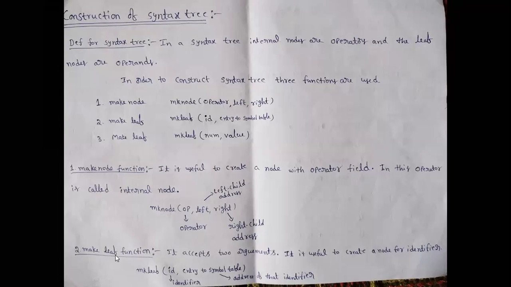And the second one, the make leaf function. Make leaf has two arguments. The first one is ID, and the second one is the entry to the symbol table. ID means the identifier, and entry to the symbol table means the address of that identifier, which we specify in this argument. So mk leaf: id means identifier, and entry to the symbol table means address of that identifier.